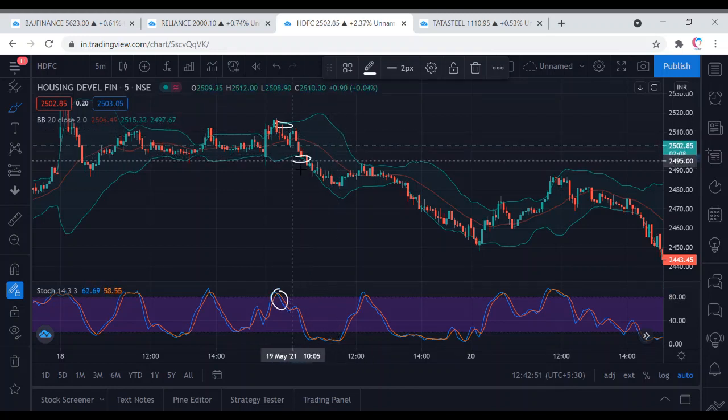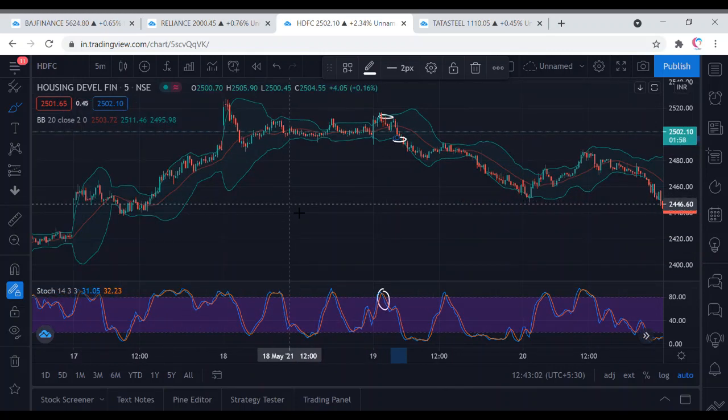a sweet 10-point profit. So as I was saying earlier, this strategy is best to scalp profit outs. No need to keep the trade running. Scalp out the profit, go and look for another trades.